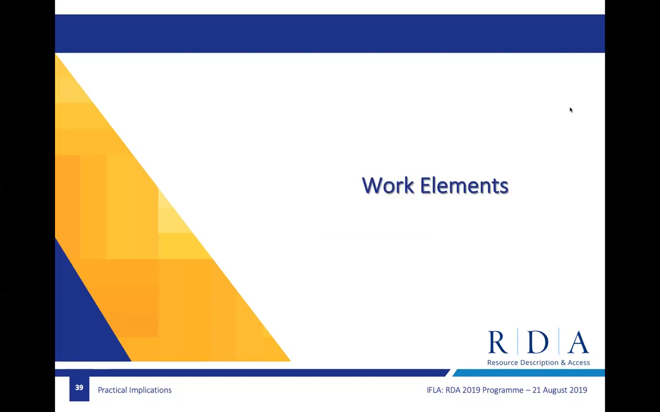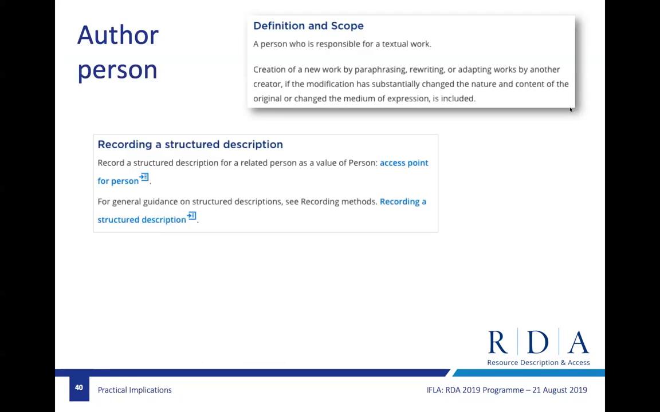That allows me to move on to work elements. Author person, this is going to be an important part of my access point, so I need to make sure I've got this straight. This is a person who is responsible for a textual work. Creation of a new work by paraphrasing, rewriting, or adapting works by another creator if the modification has substantially changed the nature and content of the original or changed the medium of expression is included. This is a structured description, and I will be using the structured description for a related person using person access point for person. Well, we already know what that is, so it's the same as before.